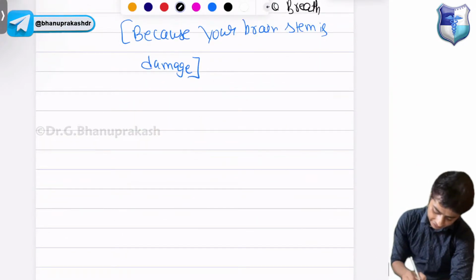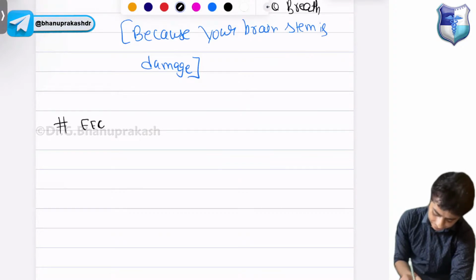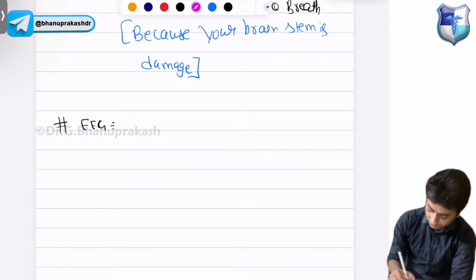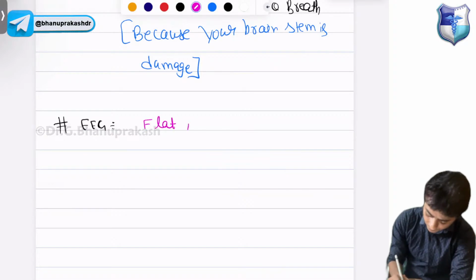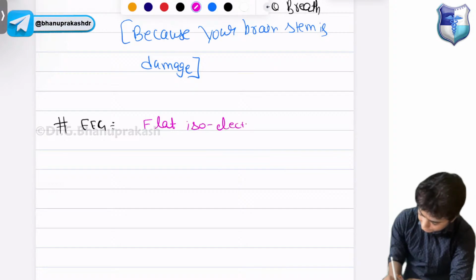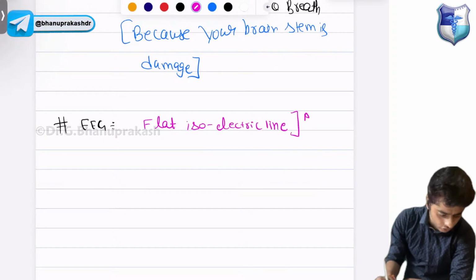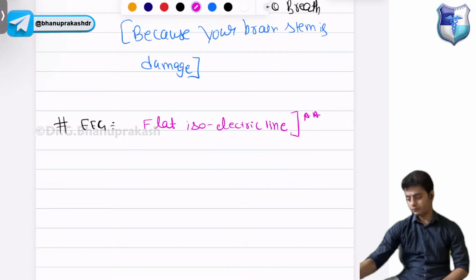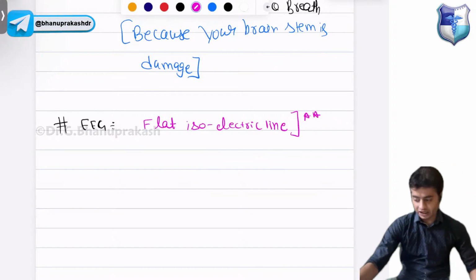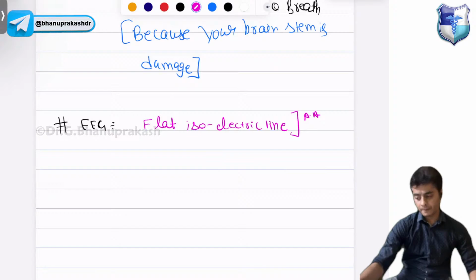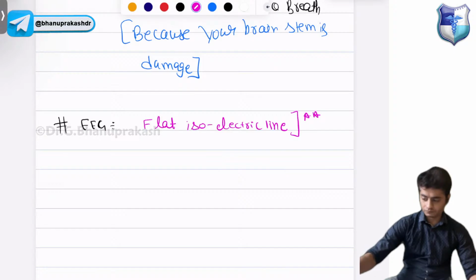Okay. Now we'll come to the other test. That is your EEG finding. On EEG, what we will find? There will be a flat isoelectric line on EEG. Okay, everyone. सबको समझ में आ गया यहाँ तक? जस्ट गिव मी थम्स अप अगर यहाँ तक सबको समझ में आ गया. ठीक है.